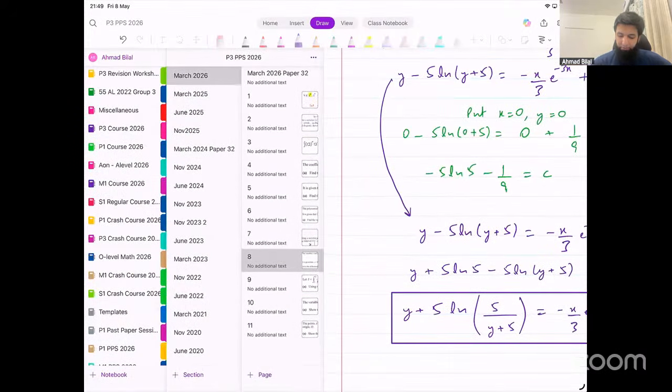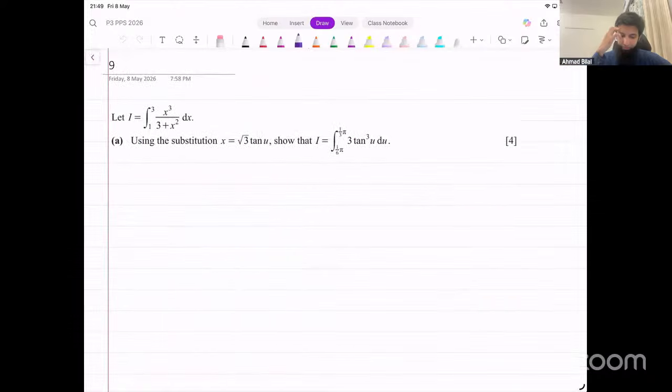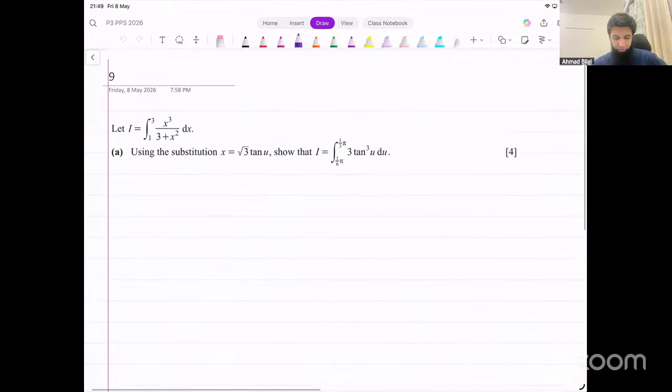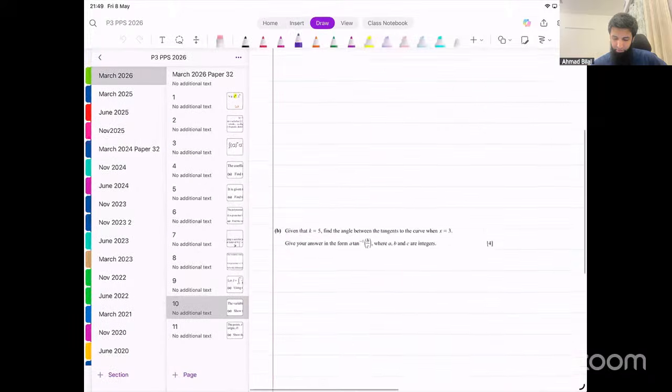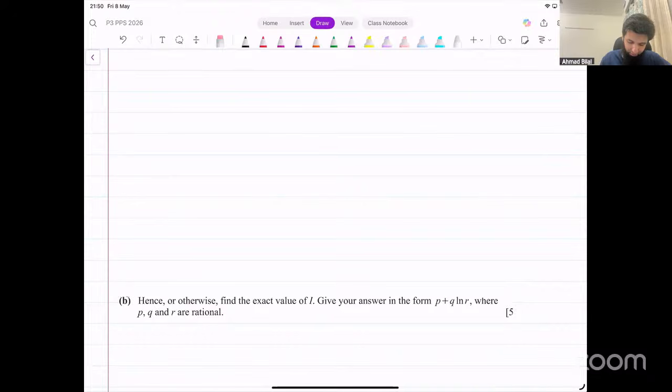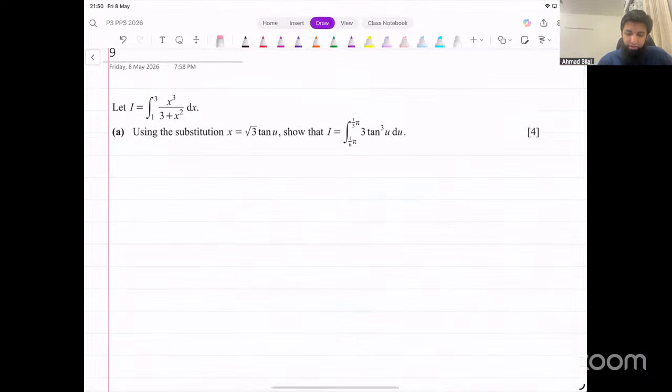Question number 9. There was no partial fractions until this point, right? There was no partial fractions. Okay, let's do this. Now they're saying let I be this.